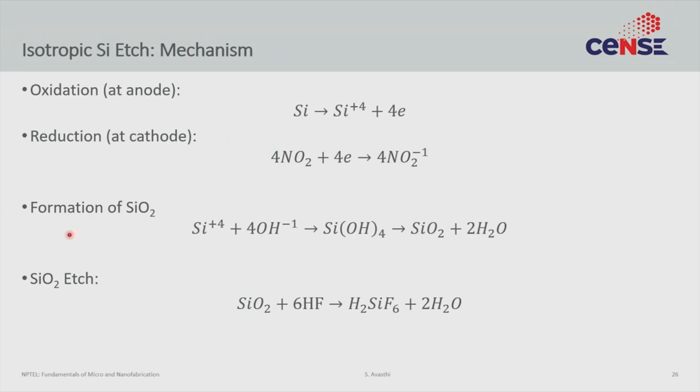Then you also have a chemical reaction which is the formation of silicon dioxide. Here these oxidized silicon ions react with the hydroxides to form silicon hydroxide, which then dehydrates to form silicon oxide and water. And this silicon dioxide that has now formed then reacts with the HF as you would expect it to, forming this soluble complex, thereby etching the silicon dioxide and exposing fresh silicon that can once again get oxidized at the anode. So this is how the mechanism continuously goes.